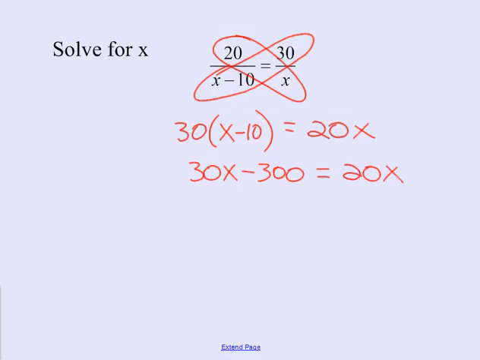We need to combine our like terms. We have our x terms, but at this point they're on opposite sides of the equation, so we need to put them on the same side of the equation. So, since our constant is already on the left, let's move our 30x over to the right side by subtracting 30x from both sides. They cancel out on the left, so we have negative 300 equals negative 10x. Now we divide both sides by negative 10, and we get x equals 30.